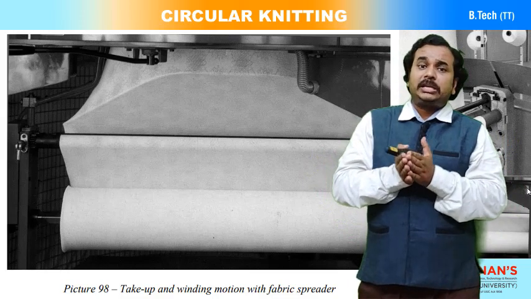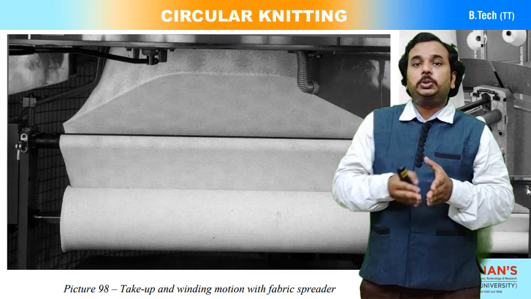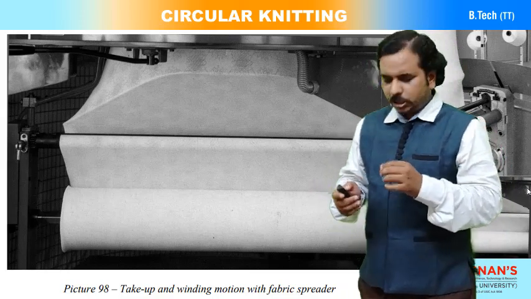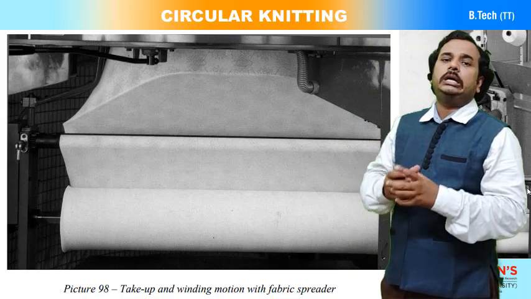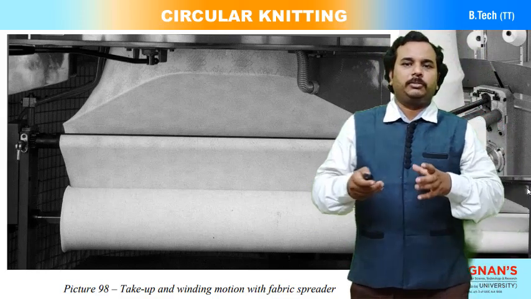In the tubular form itself it is going to be flattened, and the fabric is going to be wound into the cloth winding mechanism, into the cloth roller. Okay, so this is how we are going to use the fabric spreader in the case of circular knitting machines.